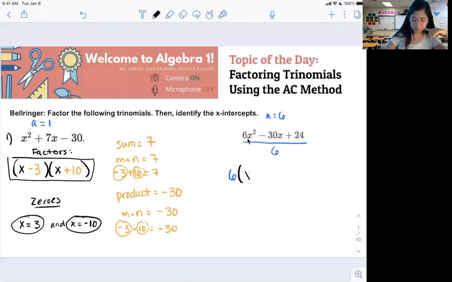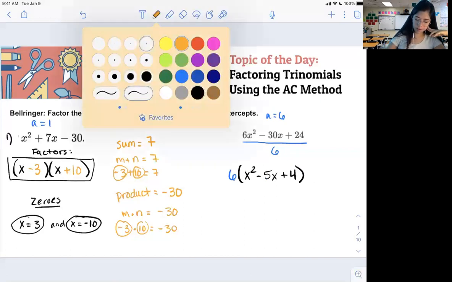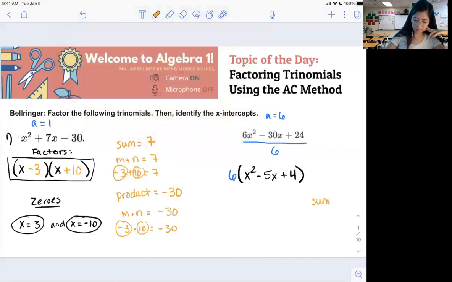X squared. 30 divided by 6. Don't forget to divide. 5, good. And then 24 divided by 6 is 4. Okay, now I have a trinomial. Now my leading coefficient is 1 on here. So now I can use the sum product method. So my sum has to be -5 and my product has to be +4.